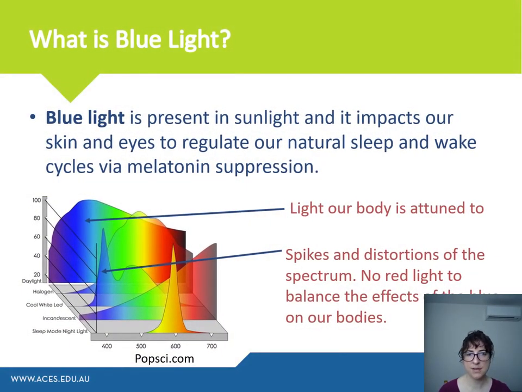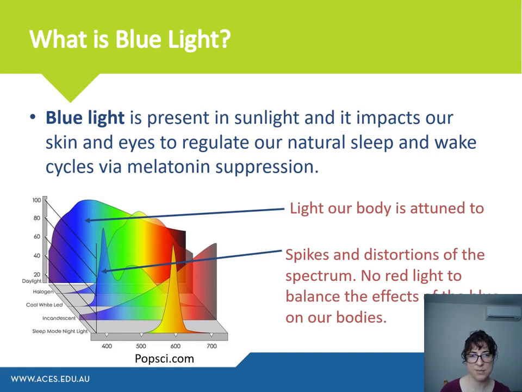Blue light is present in sunlight, as I mentioned, and we have receptors in our eyes and our skin that detect that blue light. So when we detect that blue light in sunlight, that's when our bodies know that we can suppress that melatonin and we can get ready for the day, and we need to be awake and alert and responding to things. So our bodies are attuned to this light here.